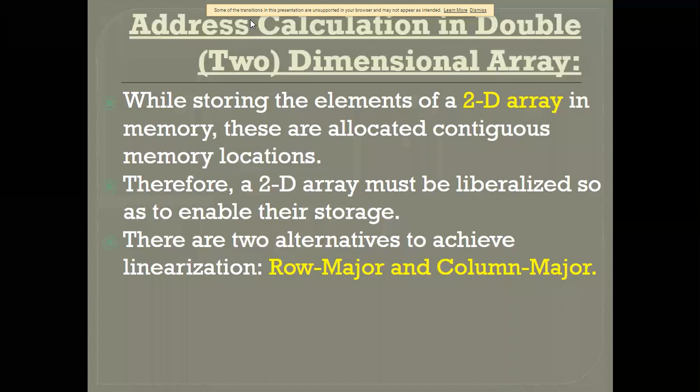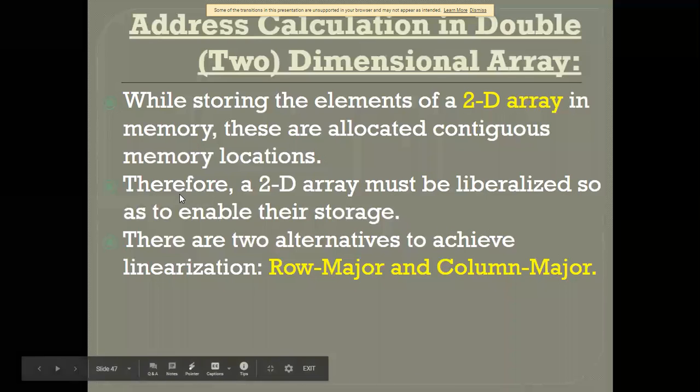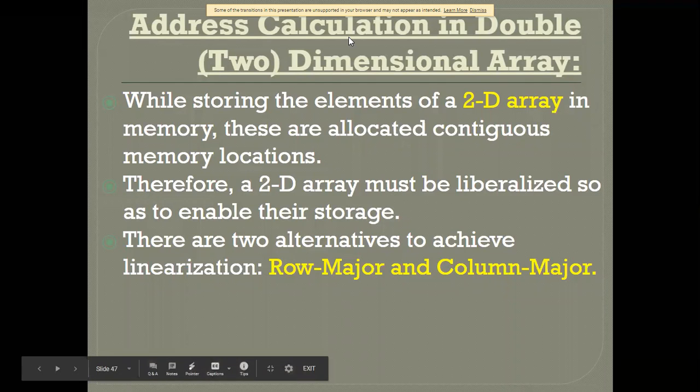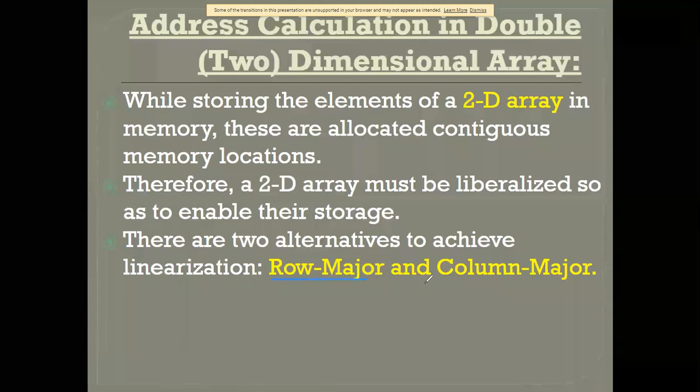Now address calculation in a two dimensional array. Here, while storing the elements of a 2D array in memory, these are allocated in continuous memory allocation. Always remember how the elements will be stored into the memory. There are two alternative ways to store. One is row major and the second one is column major. So how are we going to store the row major and column major values? These are the two systems, row major and column major.